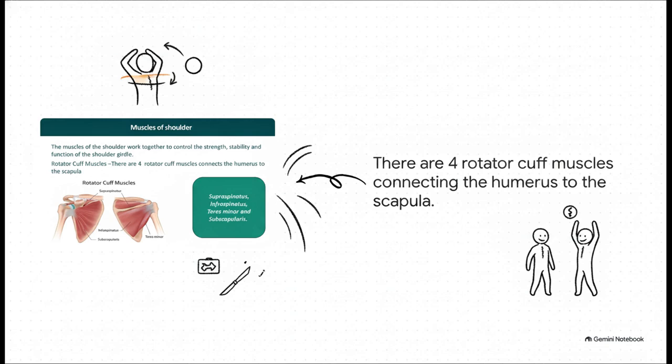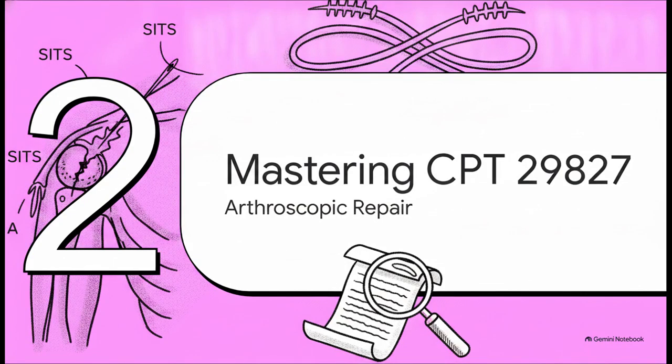These 4 muscles work together as one single functional unit, just to let you lift and rotate your arm. Now, when a patient suffers a bad sports injury, or experiences years of repetitive overhead motion, these tendons can tear right away from the bone. Reattaching them is the precise surgical target we are focusing on today. Section 2, Mastering CPT 29827.